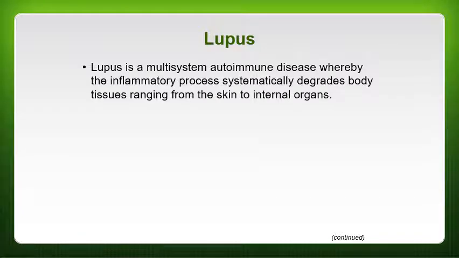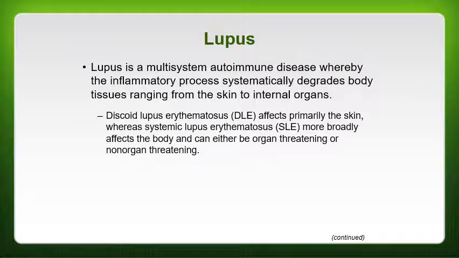Okay, lupus. Lupus is a multi-system autoimmune disease whereby the inflammatory process systematically breaks down body tissues, and it ranges from the skin to the internal organs. When you're classifying the type of lupus that somebody has, it's very important to distinguish between discoid lupus erythematosus and systemic. Discoid primarily affects the skin, so it's more related to the dermatological system, whereas systemic lupus more broadly affects the body and can be either organ-threatening or non-organ threatening.